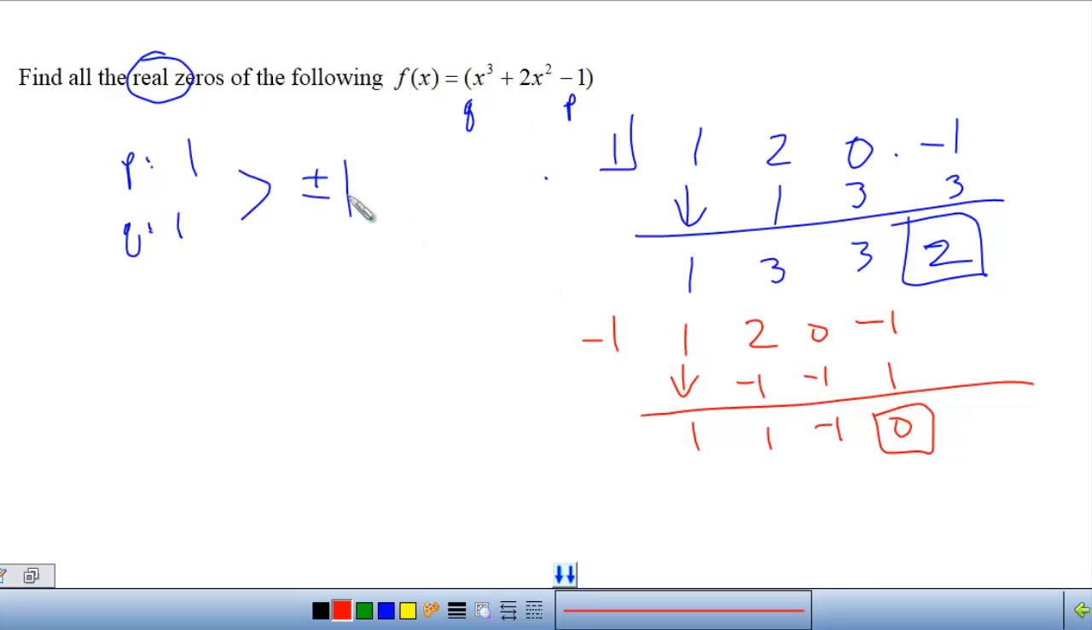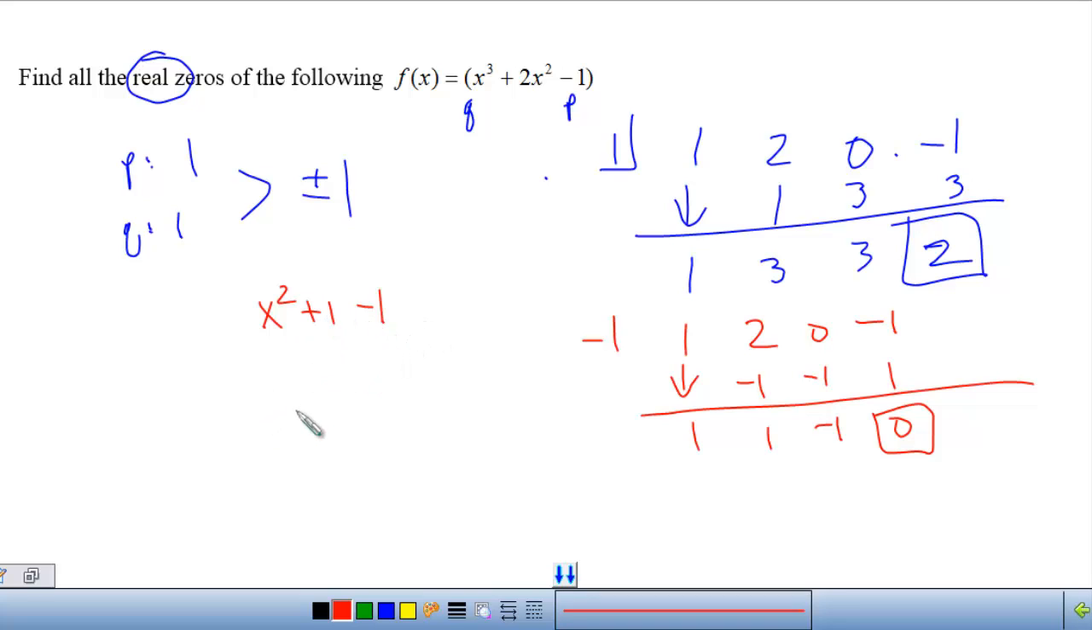Now, there's only potentially one of them because p is 1 and q is 1. The only possibles would be plus or minus 1. I've already checked them both. So here is my real 0. So the other 2 are going to be complex or imaginary roots. And we can still find those. We're going to take this depressed polynomial now, and we're going to say this is x squared plus 1 minus 1.